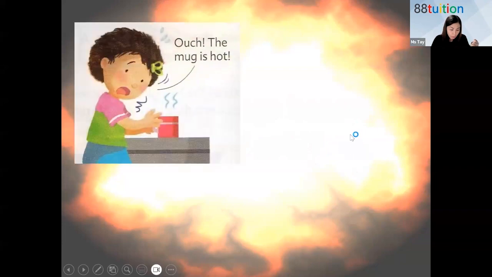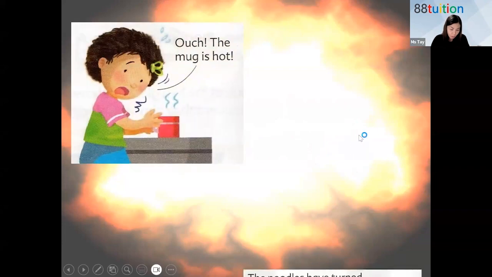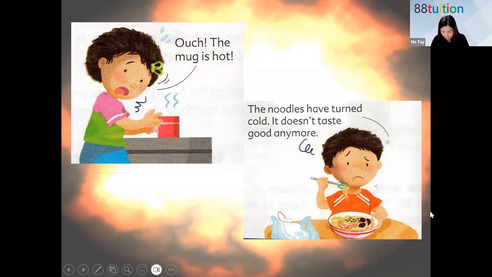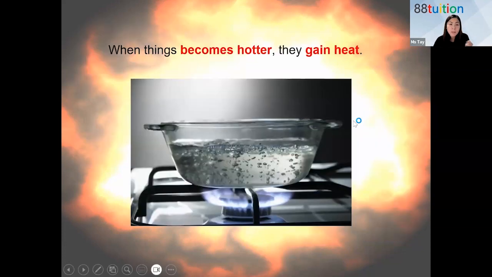Okay, so this person is saying, ouch, the mug is so hot, then another person says, oh, the noodle turned cold, doesn't taste good anymore. Nobody likes to eat cold noodles except some Japanese noodles that we have tried before. Soba noodles, eaten cold, are very nice. Okay? So how come things can be very hot? How come things can be very cold? We have to understand this concept here.